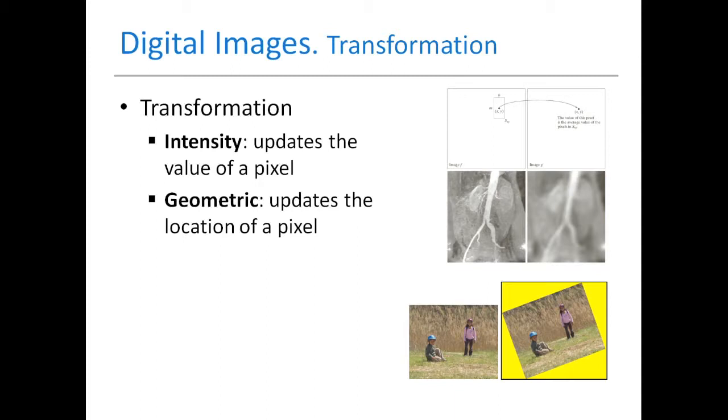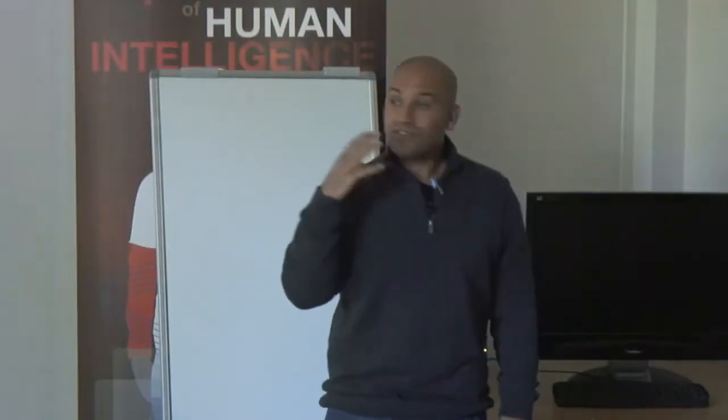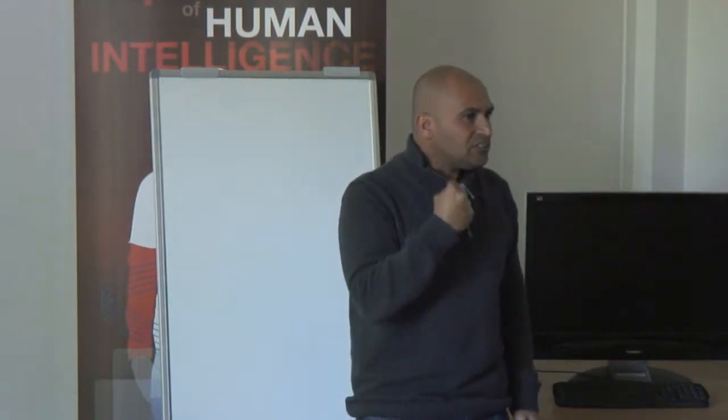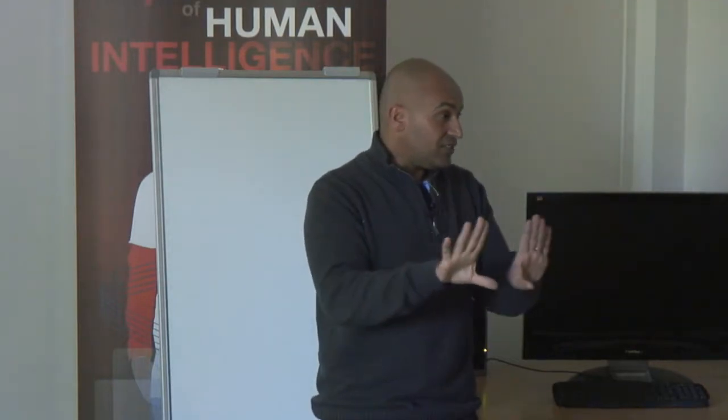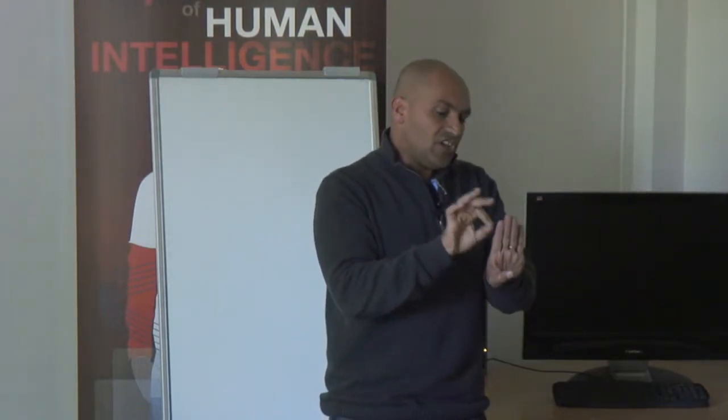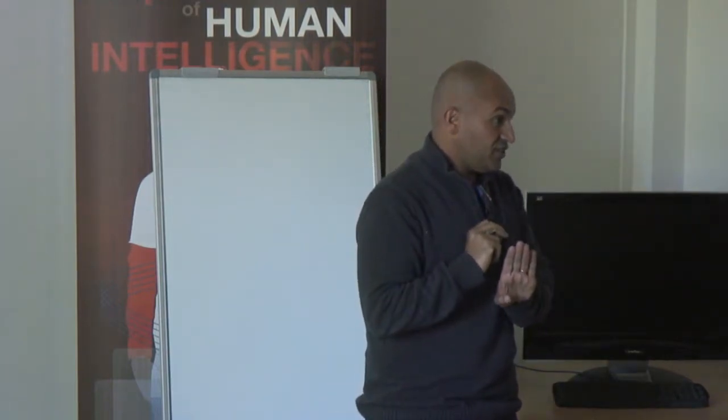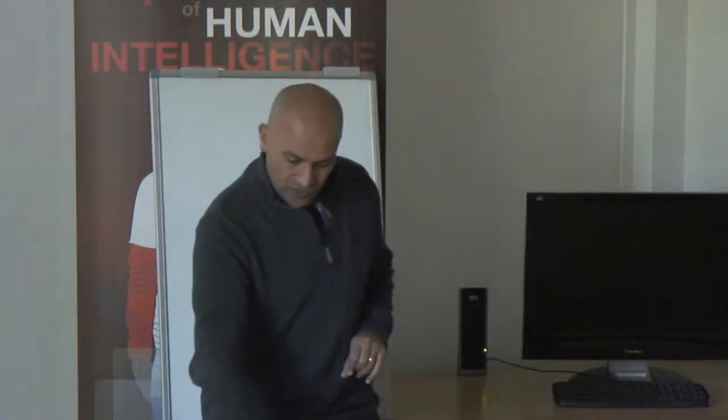So in the intensity domain, we change the intensity, which is the value of a pixel, based on various techniques, which I'll talk about later. In the geometric transformation, we change the location of the pixel. Because the pixels in the images are overlaid on a grid, changing the location of the pixel usually entails an additional change in the intensity value, which we'll also see.